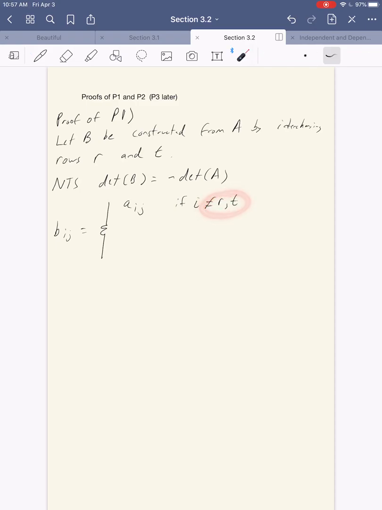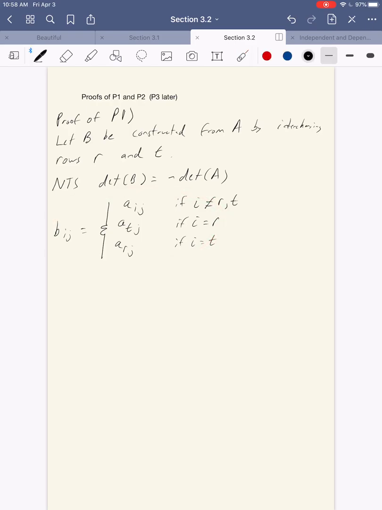If you're not in one of those two rows where we interchange things, then the elements of B are just the elements of A. If you do happen to be in row R, then you actually use row T of A. So we would say that B_rj is actually A_tj because we're interchanging rows R and T. And if i is equal to T, then we get A_rj. So in other words, all this is fancily saying is that the rth row of B is the tth row of A, and the tth row of B is the rth row of A, right? So that's an almost pirate-sounding definition of what we're talking about in these elements here.